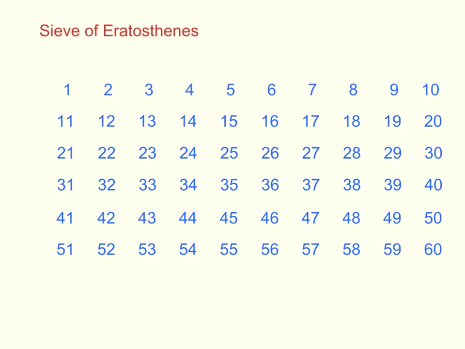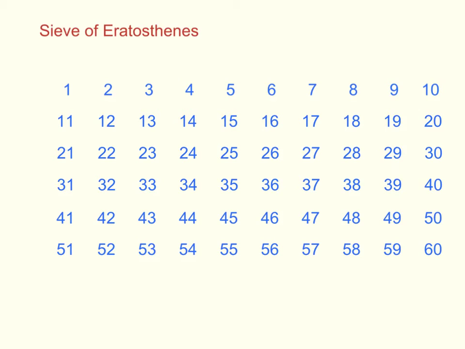Prime numbers do not form a regular sequence, so we don't have a simple formula that gives us the prime numbers. Well, we have this old method, the sieve of Eratosthenes, which is named after the ancient Greek mathematician Eratosthenes, and it works quite well to define prime numbers. Now let's see how it works.